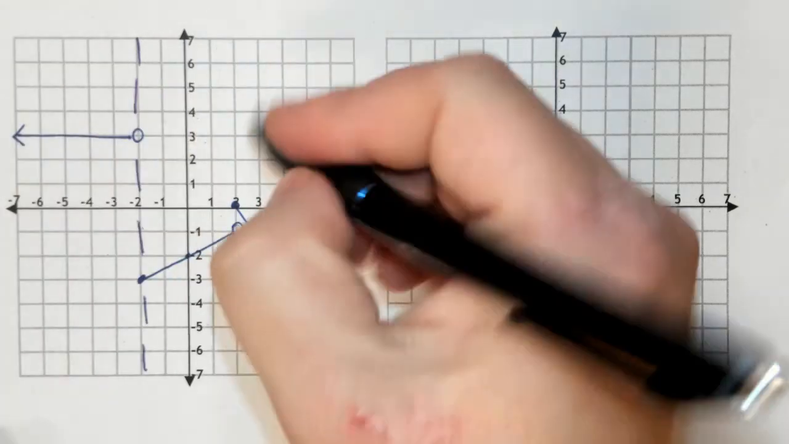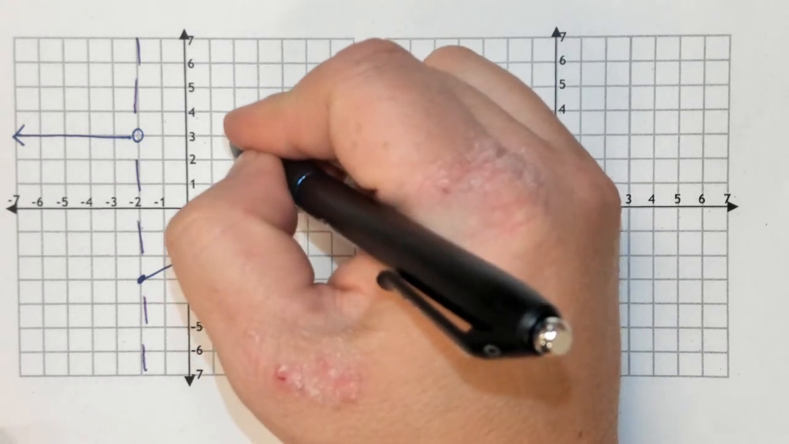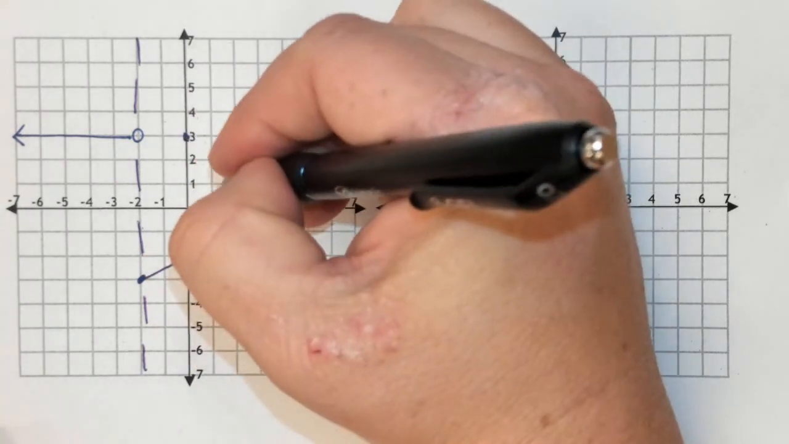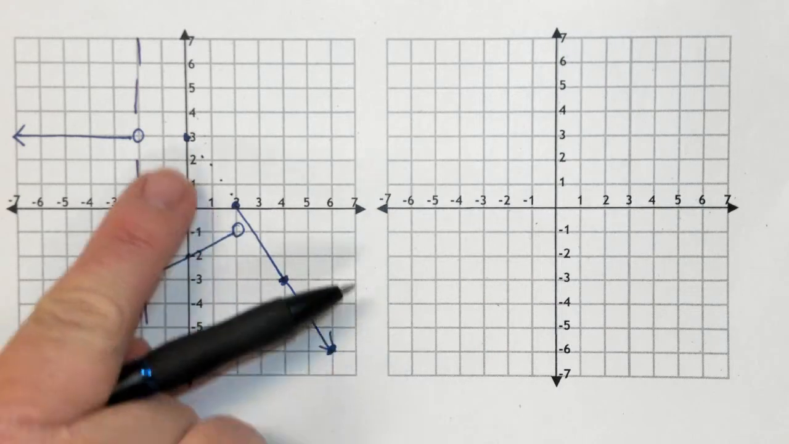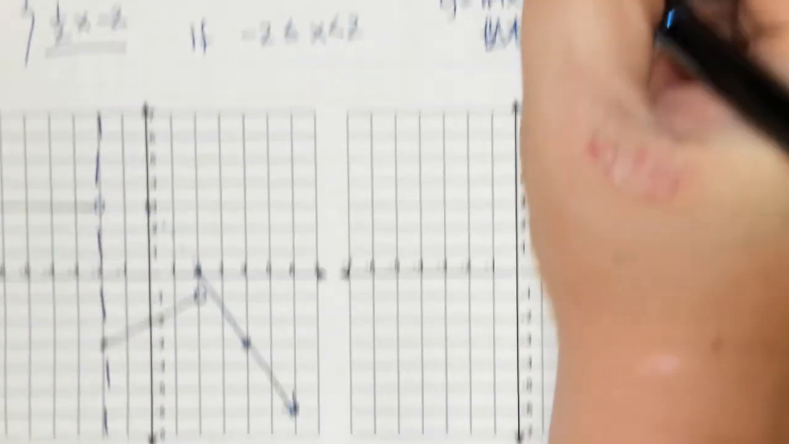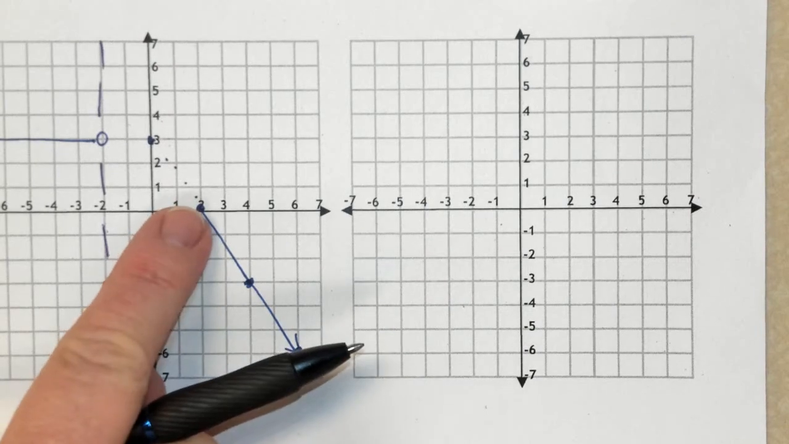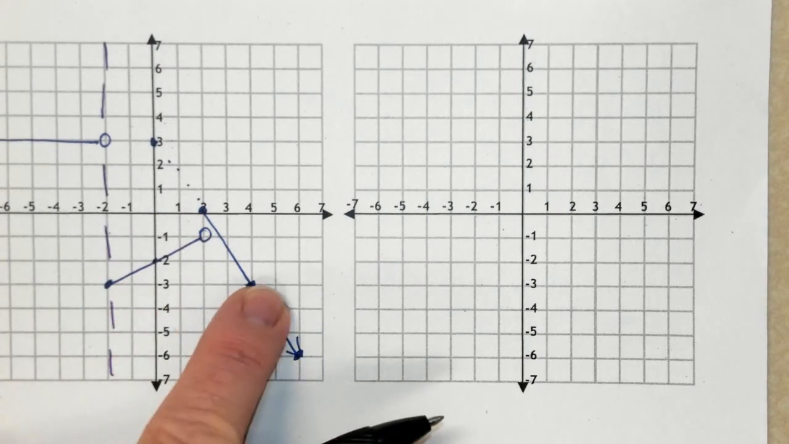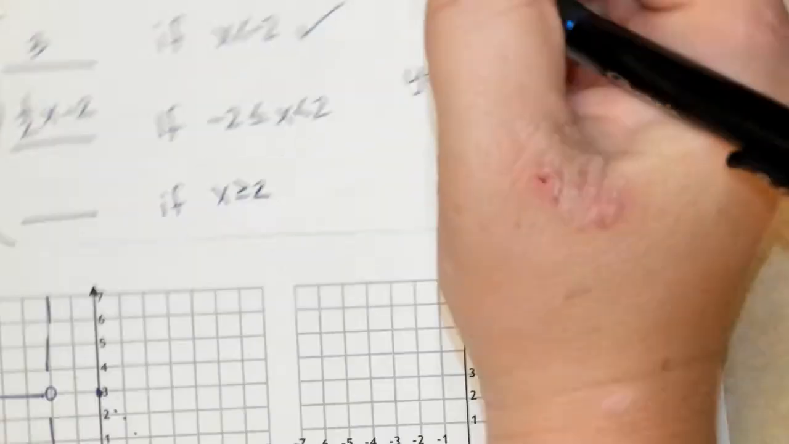So I'm going to do that going the opposite way. 1, 2, 3, over 2. And we can see if I extended it, it would cross at 3. So my b value is 3. Rise over run, so always left to right. Down 3, right 2.